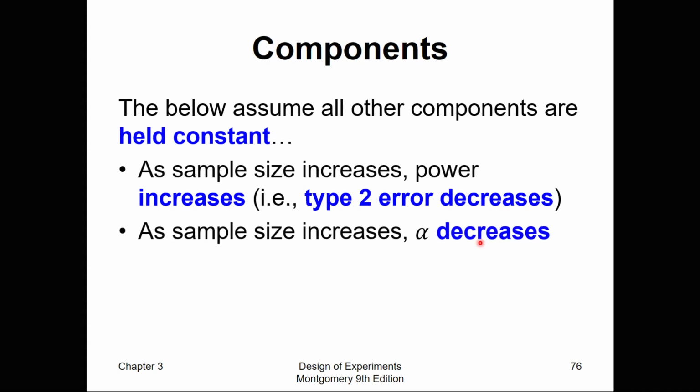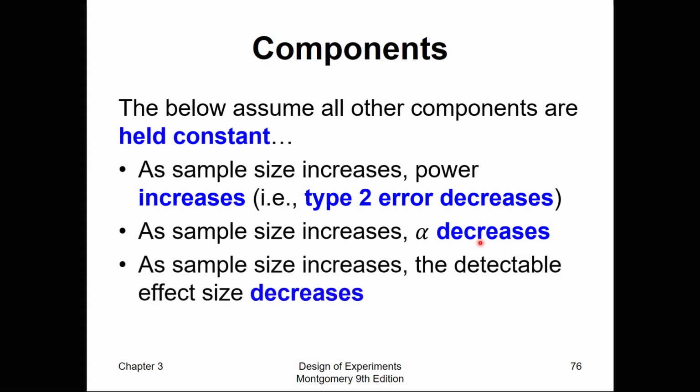As the sample size increases, alpha, the level of type 1 error, decreases. So we're less likely to falsely convict innocent people. As the sample size increases, the detectable effect size decreases. So that is, the sensitivity increases. As our sample size increases, we're able to detect smaller and smaller differences between groups. And this is kind of nice to increase that sensitivity. One of the reasons people often want to increase the sample size is so that their tests can become more sensitive and they can detect smaller differences.